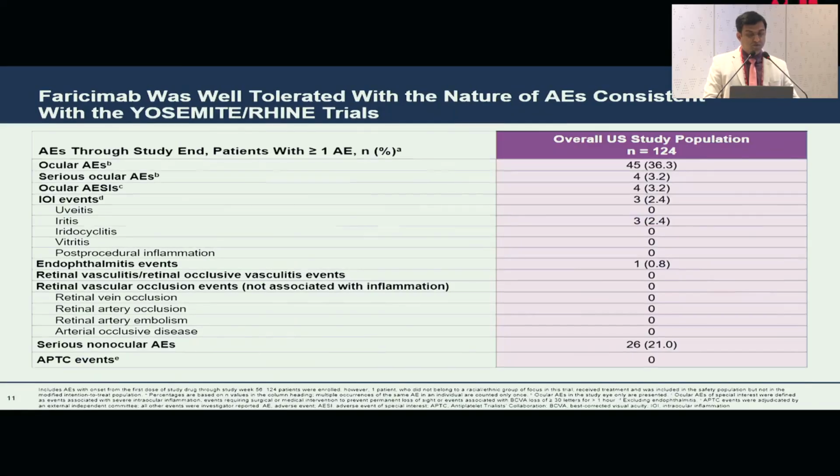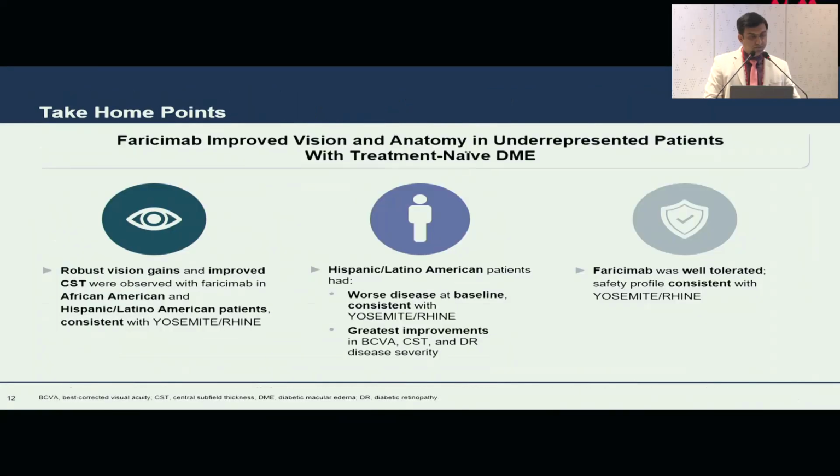So faricimab was well tolerated. If you look into the adverse events, 3 patients had mild iritis, and it did well with the help of steroids, and they were continued in the study. The ocular adverse events basically were cataract, mild conjunctival hemorrhage, or posterior vitreous detachments. However, none of the cases reported any vein occlusion, vascular occlusion, arterial occlusions, or any form of vasculitis.